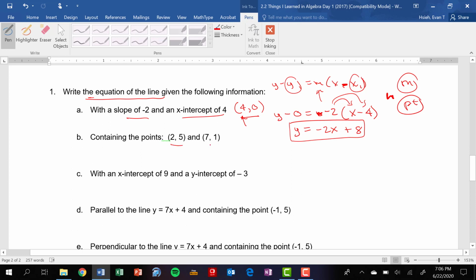Next, containing these 2 points, do I have a point? I have to always ask myself, do I have a point and a slope? I do have a point. I have 2 points, in fact. I can pick one of them. It doesn't really matter which one. You can use either. And I can find the slope.